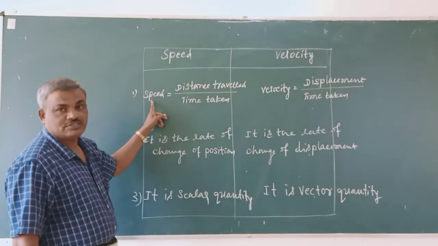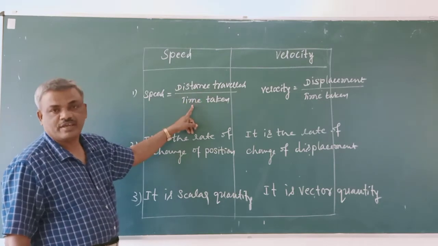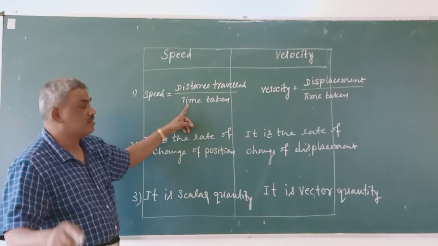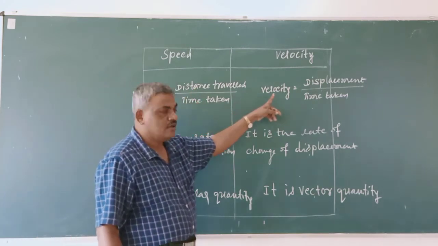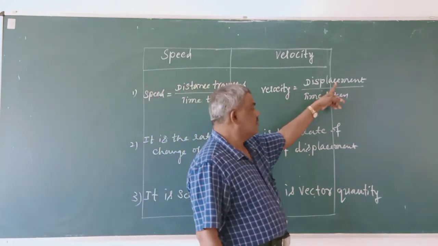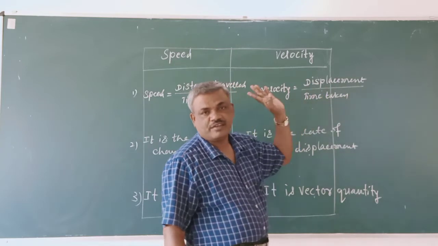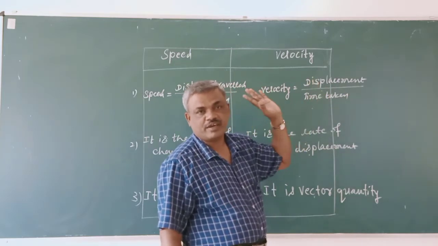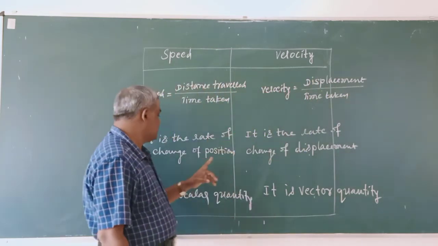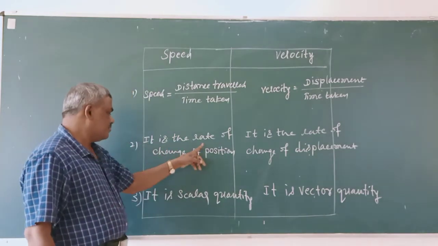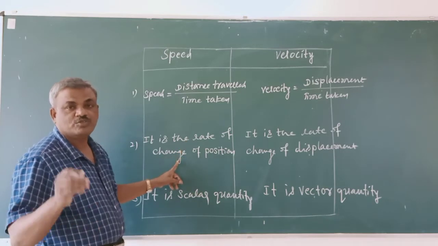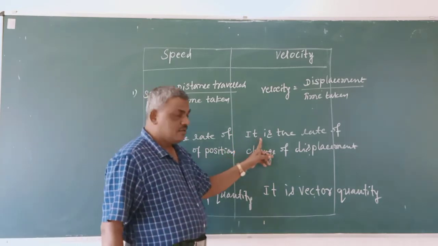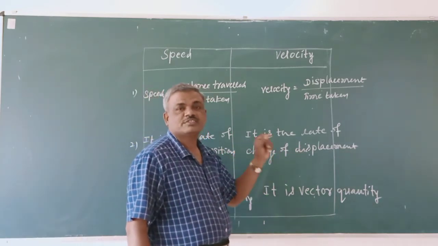Speed equals distance traveled by time taken. This is a very important point. Here velocity equals displacement by time taken. This is the first point. The second one: speed is the rate of change of position, while here it is the rate of change of displacement.